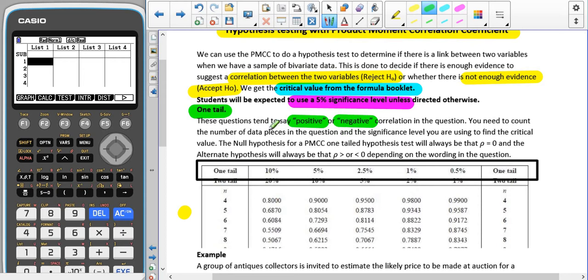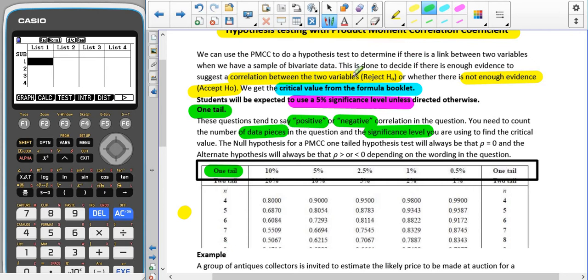So you need to count the number of pieces of data that we have, and that means sets of data. And we need to check for the significance level. Remember, if it doesn't say the significance level, we're going to use 5%. And we're going to use this to look up our critical value. You can see here I've added a little snippet from page 23 of what the critical value table looks like. Along the top you can see that it's got both the one-tailed and the two-tailed. For this part here we're only looking at one-tailed, so I've put a little box around that. And you can see that we've got the significance levels in percentages across the top, and down the side we have the number of sets of data that we have.